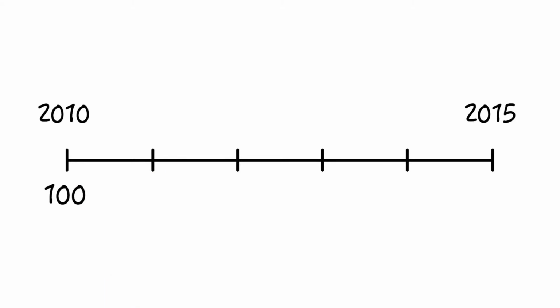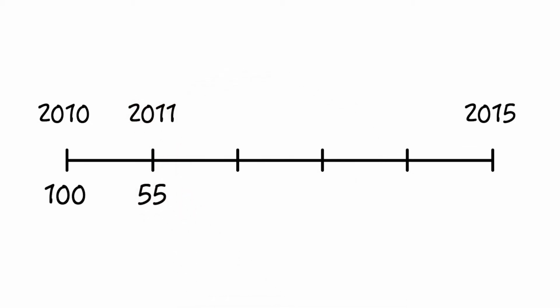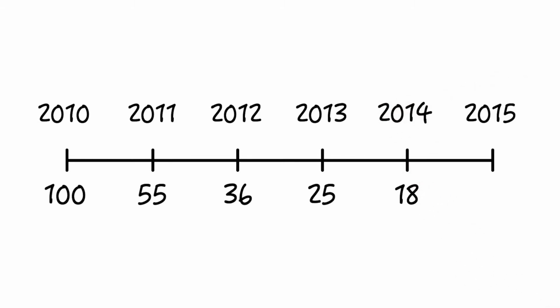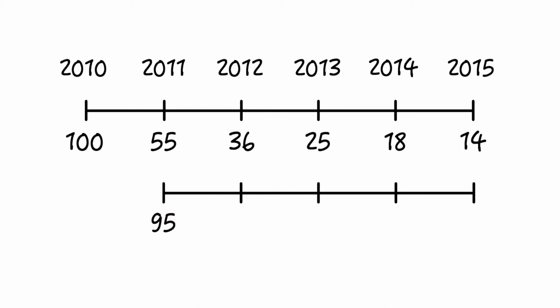Let's assume nobody is lost to follow-up. So people can only leave the study by dying. So of the 100 initial patients, only 55 are still alive in 2011, 36 in 2012, 25 in 2013, 18 in 2014, and 14 in 2015. In 2011, another 95 patients joined the study and received treatment. Of these patients, 52 are still alive in 2012, 34 in 2013, 24 in 2014, and 17 in 2015.